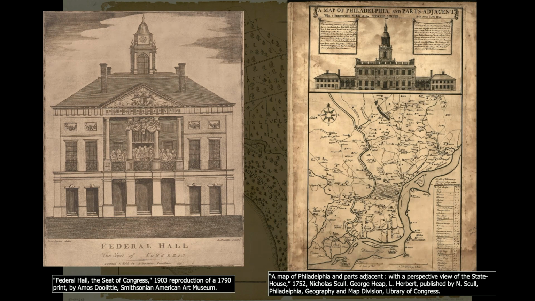Now, as a busy mercantile port city and Quaker stronghold, Philadelphia posed challenges for some congressmen, especially those who traveled with enslaved servants. Because in 1780, Pennsylvania's legislature had passed the Act for the Gradual Abolition of Slavery.